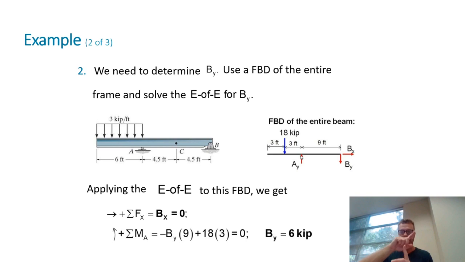That 18 kip force is going to introduce a counterclockwise rotation. The perpendicular distance from A to the 18 kip force is 3 feet. So it'll just be 18 times 3, and that'll be positive.